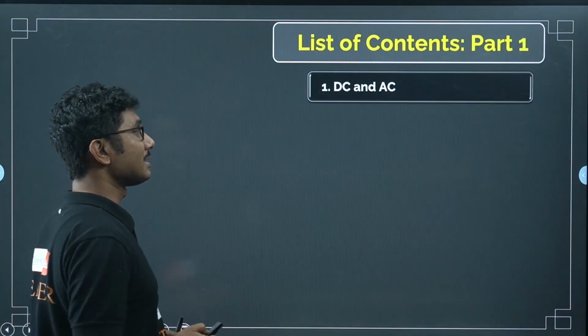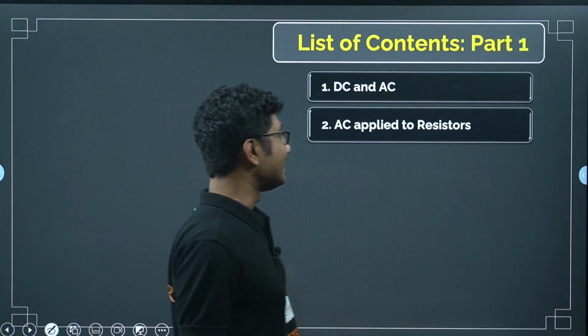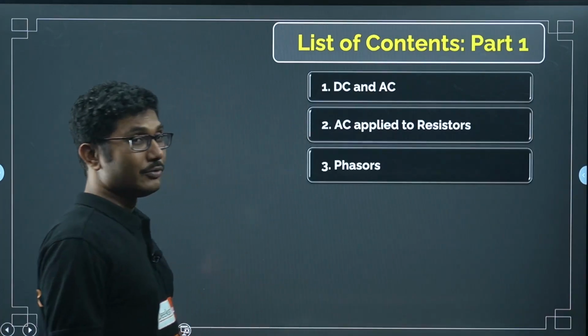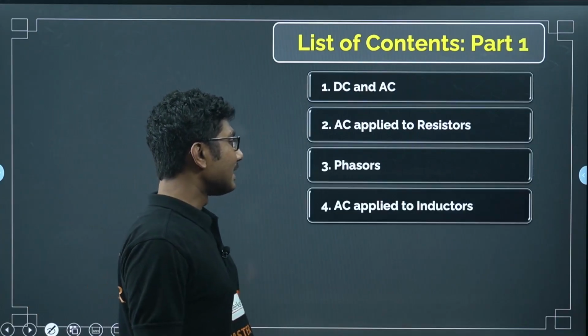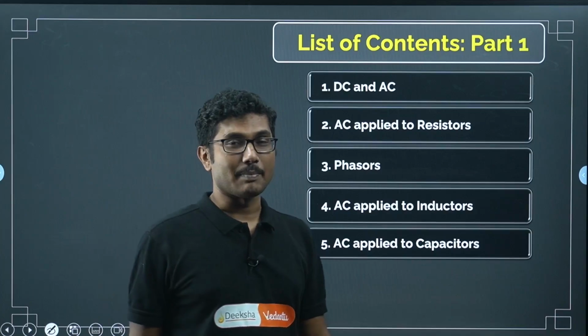First we are going to discuss AC and DC, then we are going to talk about AC applied to resistors, then we will briefly talk about phasors, then AC applied to inductors, and last we are going to talk about AC applied to capacitors.